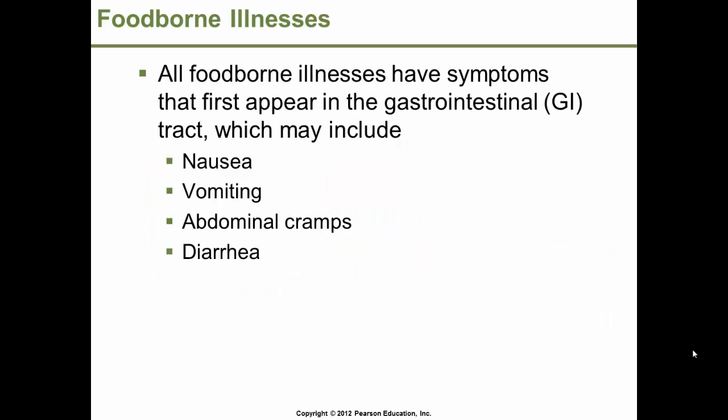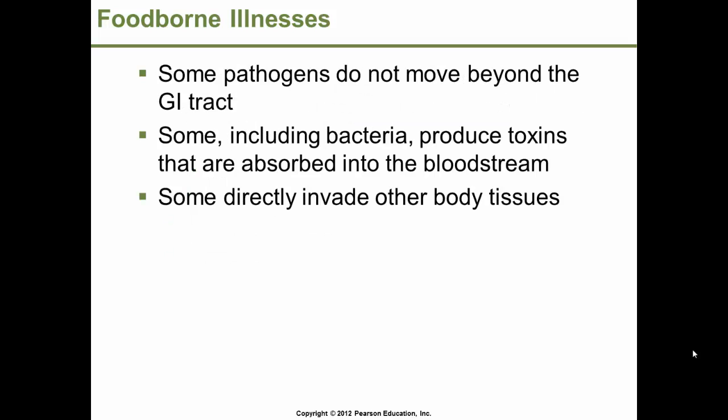All foodborne illnesses have symptoms that first appear in the gastrointestinal tract. These may include symptoms of nausea, vomiting, diarrhea, or abdominal cramps. Some pathogens do not move beyond the gastrointestinal tract. Some, including bacteria, produce toxins that may be absorbed into the bloodstream. Still others may directly invade specific body tissues.